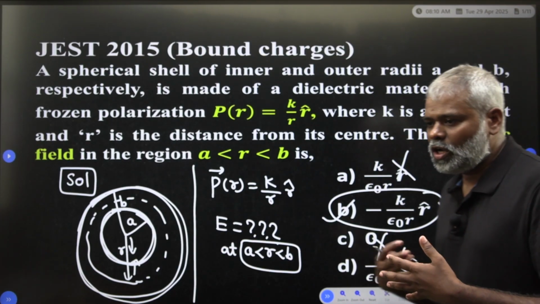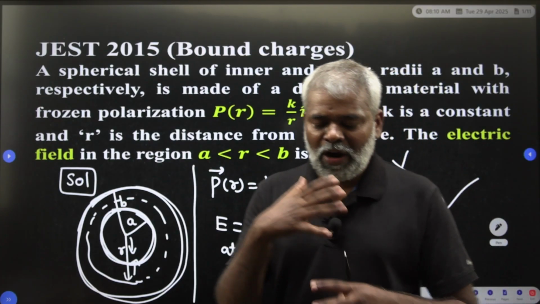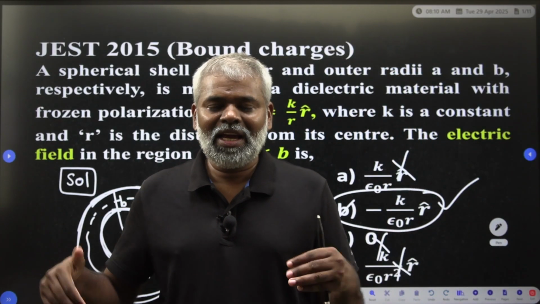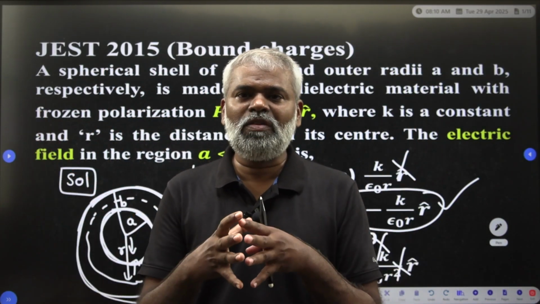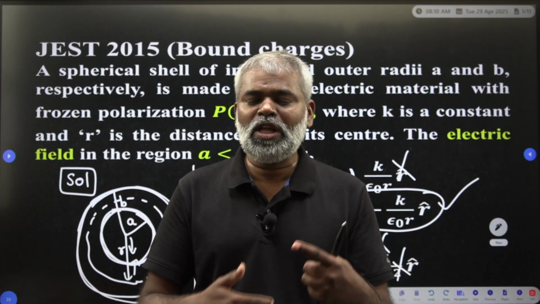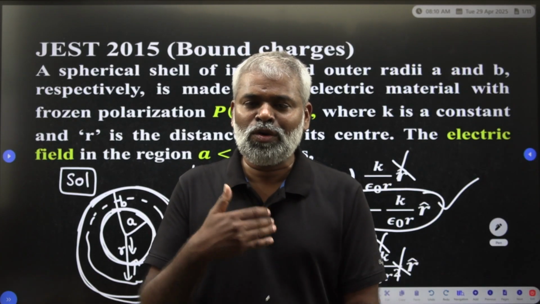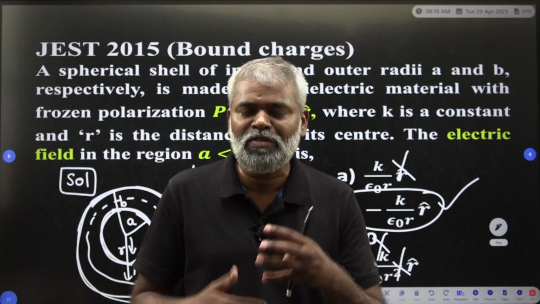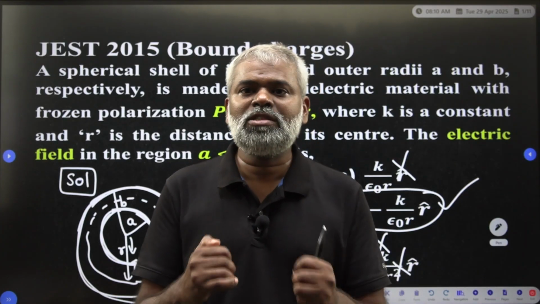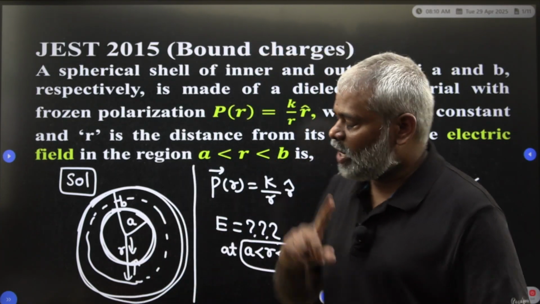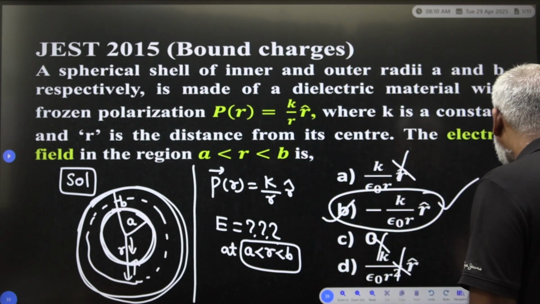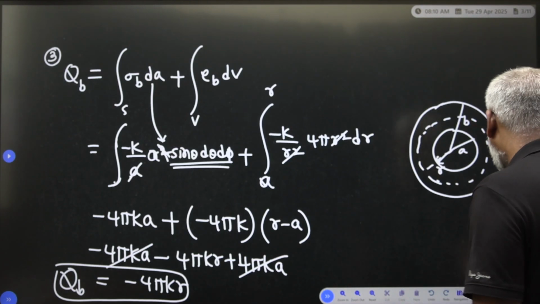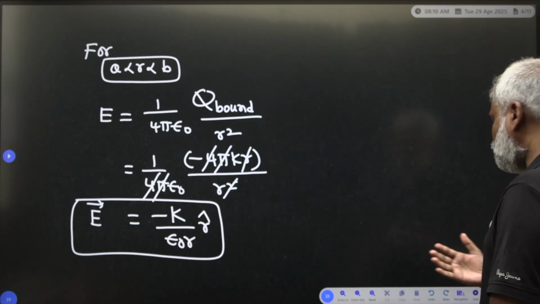Like this we have to solve in our competitive exam. Why did I take this one? Here all the formulas are covered. We need to know the electric field, we need to know Q_b, we need to know sigma_b, we need to know rho_b. That is why I took this problem, so the entire bound charges topic is covered. So try to do it here.